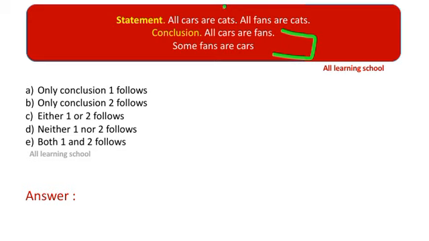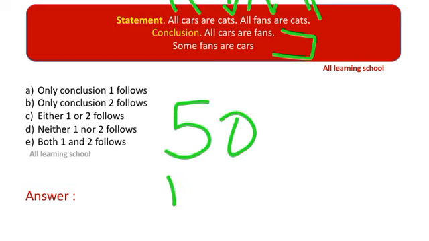Here common word is cat. If we assign income, all will be given the income of 150. In second case, all will be 150. Car will be 100, cat will be 50, fan will be 100, and cat will be 50. Income of cat is 50 in both cases. Neither of the cases contain income of cat equal to 100.